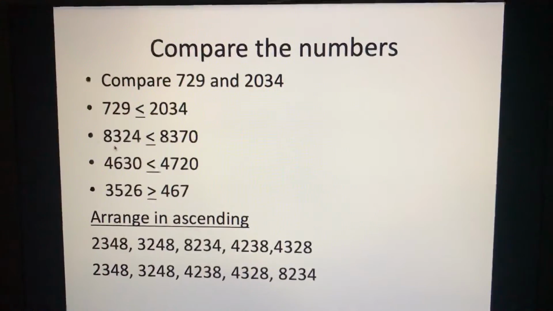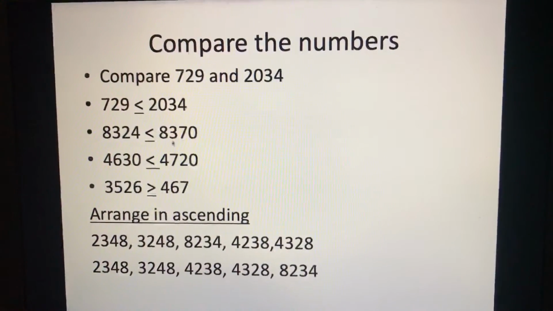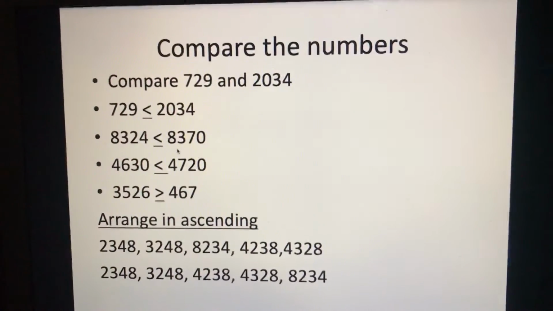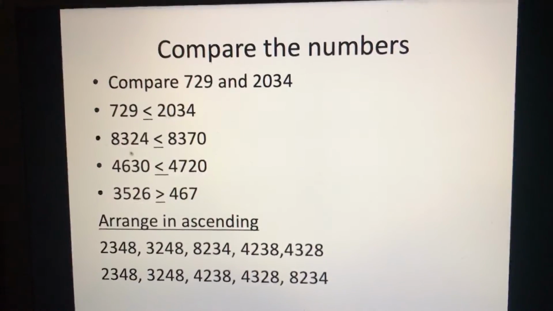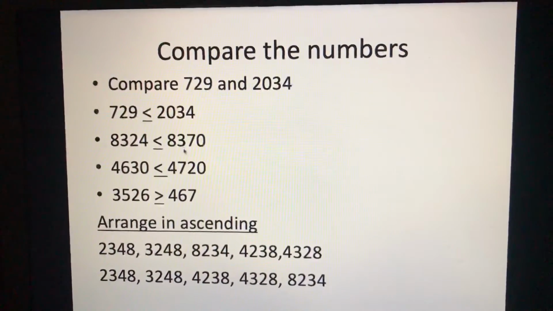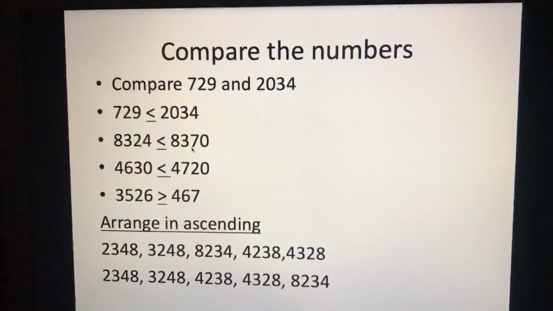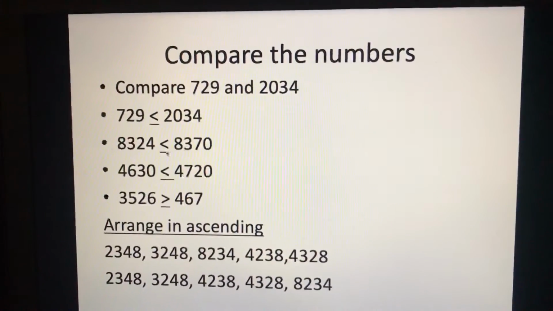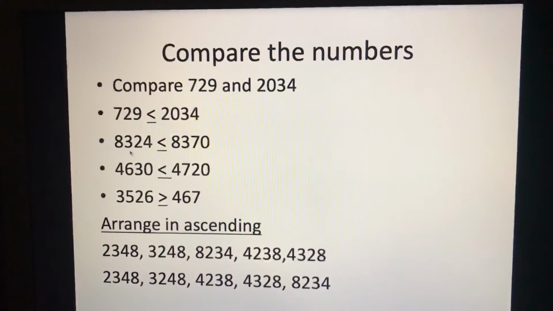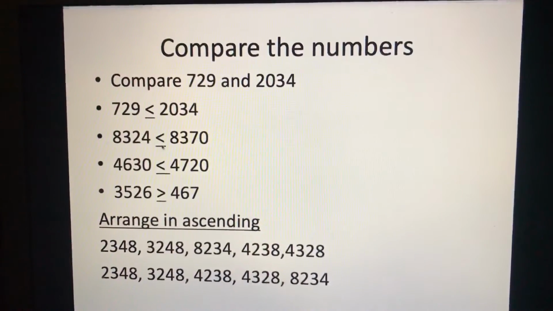Next example: 8324 and 8370. Here is 8 at thousands place, and here is also 8. 3 at hundreds place, here is also 3 at hundreds place. 2 at tens place, here is 7 at tens place. So this number is greater than this number. 8370 is greater than 8324. So we put the greater sign here.